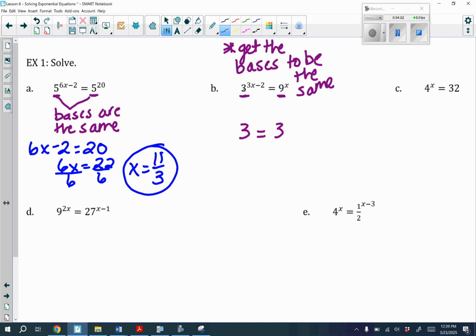Now, notice on the left-hand side, my base stayed exactly the same. So that means that my exponent will stay exactly the same as well. So 3x minus 2.